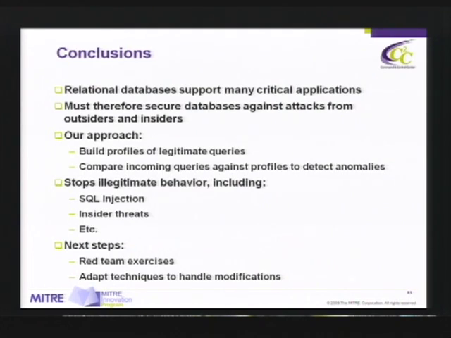So we've got to secure these databases. We've got to do so both against the outsiders, who are largely the easier ones to protect against. You also have to protect against the insiders. The approach that I've shown is, first, we build profiles of legitimate queries using this cross-feature analysis. Then as incoming queries arrive, we compare those against the profiles and detect anomalies. In most cases, we think those anomalies are illegitimate activity. So this works against SQL injection, as I mentioned. It also helps protect against the insider threat, as well as many other forms of attacks.